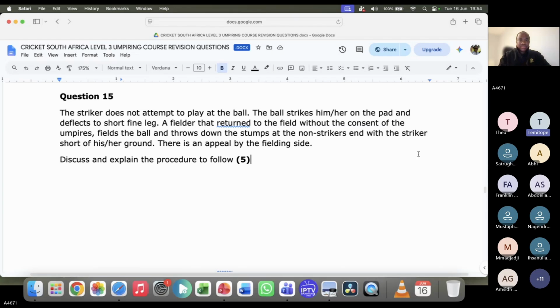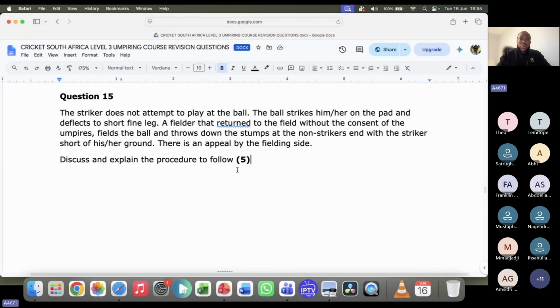On this situation, the striker does not attempt to play the ball. So at this situation, he had tried to play the ball, that was when he deflected the ball to the short leg. So the ball is valid for us to even call a leg bye because he has attempted to play the ball. Then for the fielder returning without permission, no fielder is allowed to return to the field without the consent of the umpire. So that gives 5 penalty runs awarded to the batting side. And the batter is not out, even the one that was out of his ground.